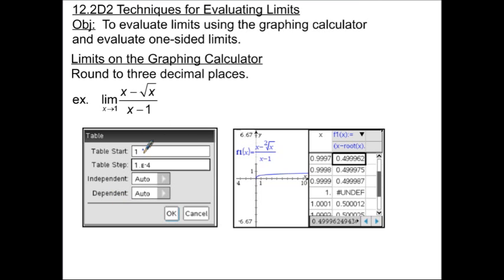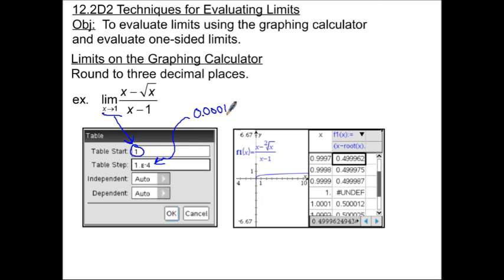For example, the starting value you can change. I'm going to change it to 1 for my starting value because that's the limit that I'm interested in. I don't want to start at 5 if I'm trying to figure out something about 1. Another really good reason is the table step. Again, that's the change from one x value to the next that'll show up in the table over here.